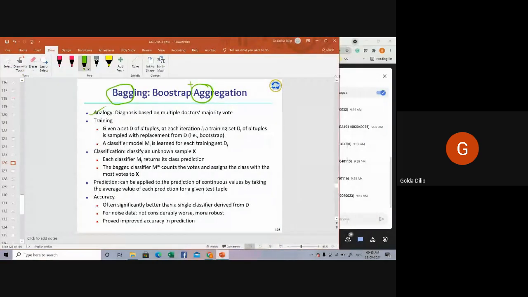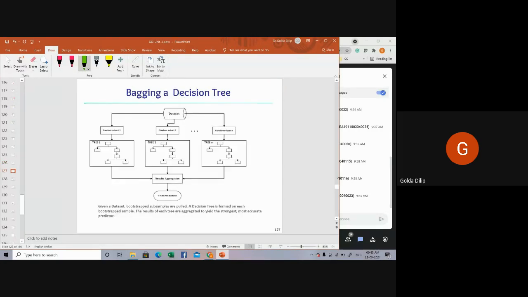Okay, so the main analogy here is the majority of vote which is being made by a large number of doctors can be considered to be more reliable than a majority of vote made by a small group. Okay, so that's the concept of your bagging. Okay, so bagging can be applied on different things.